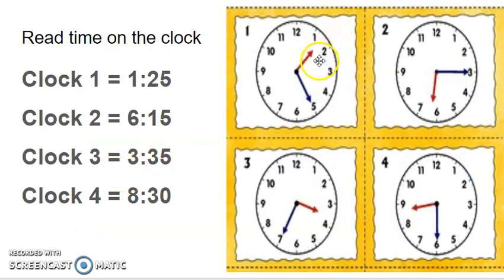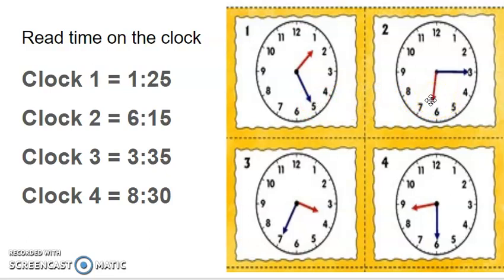In this first clock, the short hand is between 1 and 2. So it is time after 1 o'clock. And how many minutes after 1 o'clock? We'll tell it by multiplying 5 with the number on the long hand. 5 fives are 25. So time on the clock 1 is 1:25.